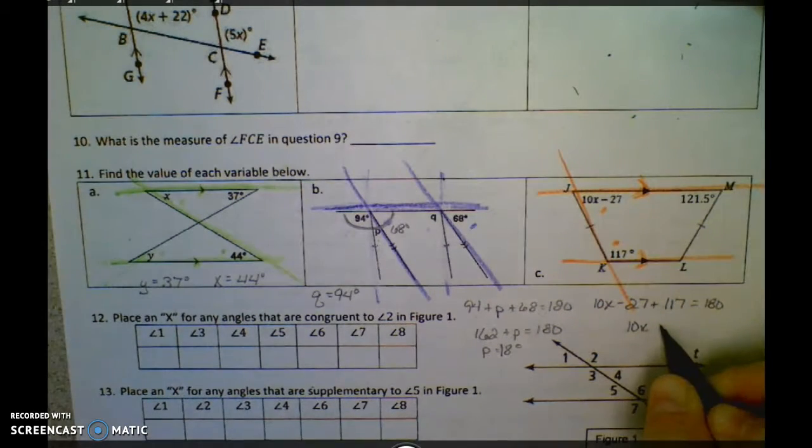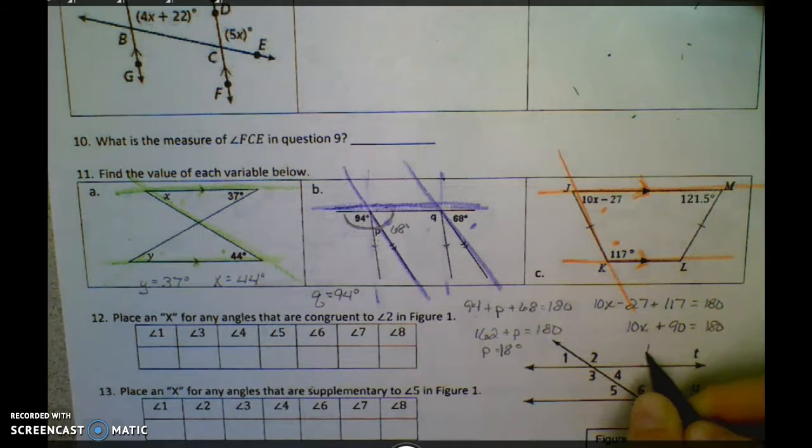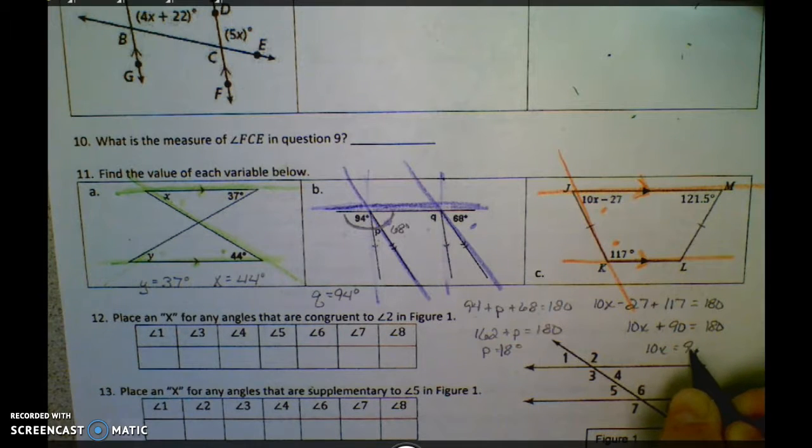So I'm going to combine like terms and get... Hold on, wait for it. I should have got a calculator out. I think 90? Yeah, let's go with 90. Then I'm going to subtract the 90 over. X turns out to just be 9.